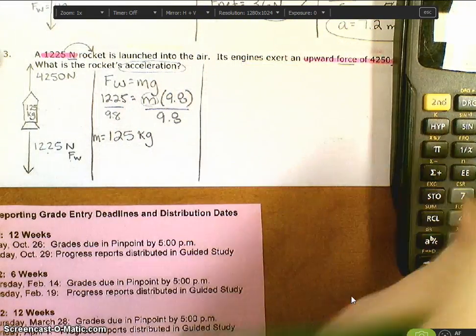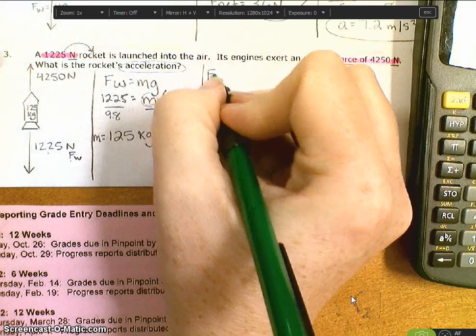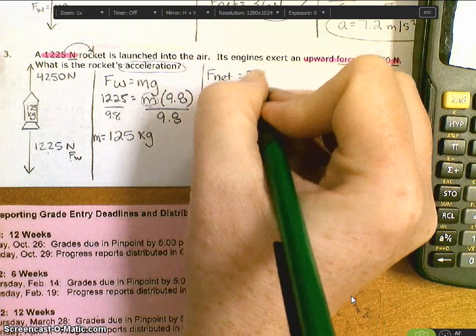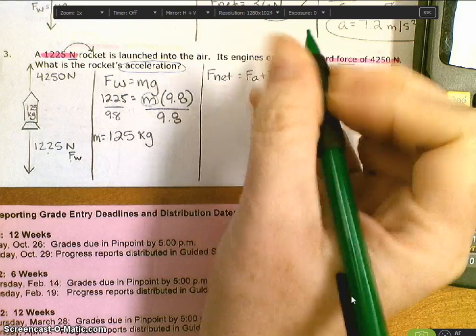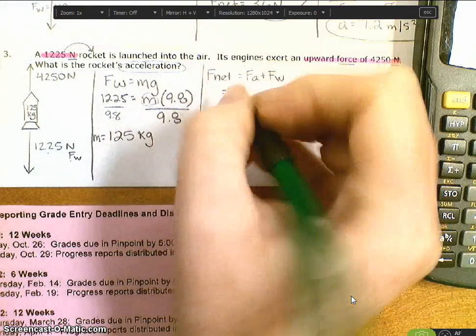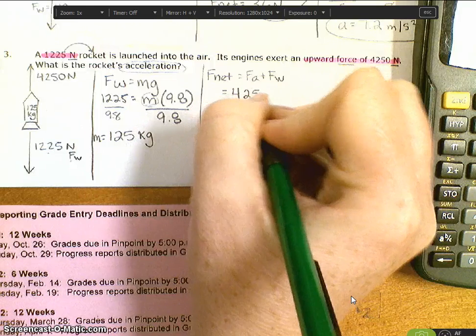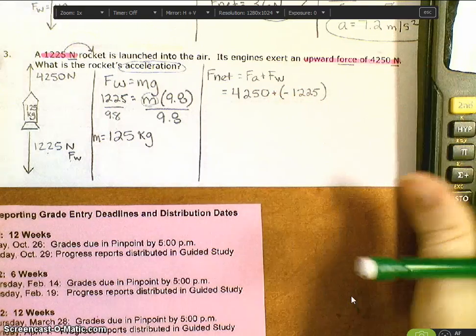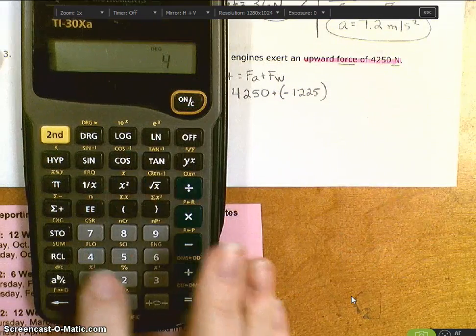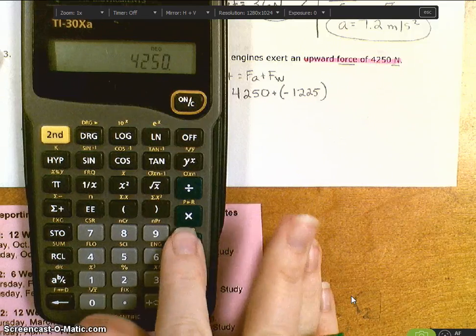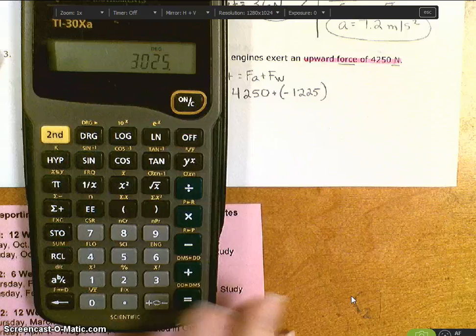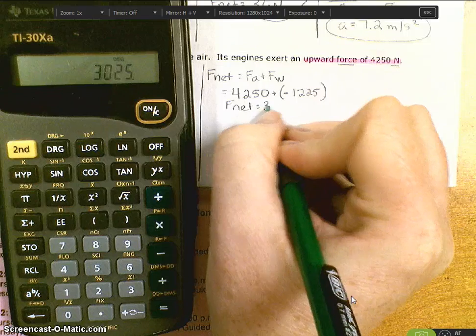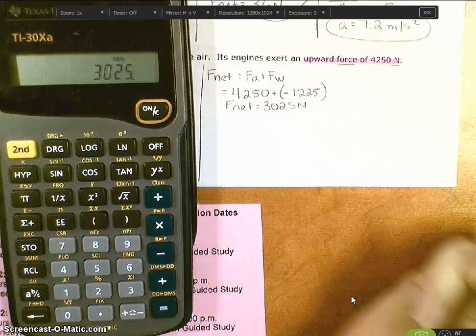Now I've got my 2 equations I can use. I'm going to do the arrow equation first again. It's because when I look over here, I see 2 arrows. So that's where I'm going to start. And what I know is that what I'm really doing is taking that up arrow and I'm subtracting the down arrow. 4,250 take away 1,225 and I get a net force of 3025 newtons.